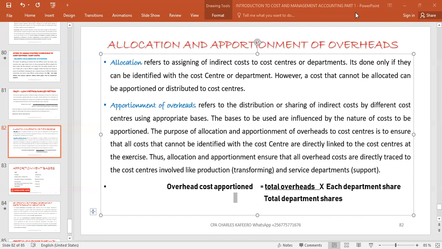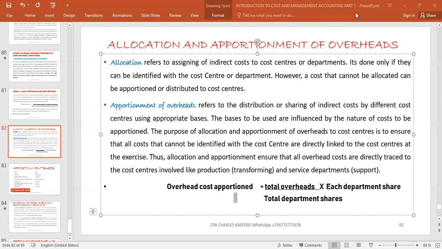So when you're apportioning overheads, overhead cost apportioned will equal the total overhead. If, let's say, we've spent electricity of 10,000, it will be that 10,000 over the total number of departments. Now we are talking about the departmental shares, what each department is taking. So if you want to determine for a certain department A, with total departments A up to, let's say, C, it will be the total cost of electricity over the total kilowatts: what A is taking, what B is taking, what C is taking.